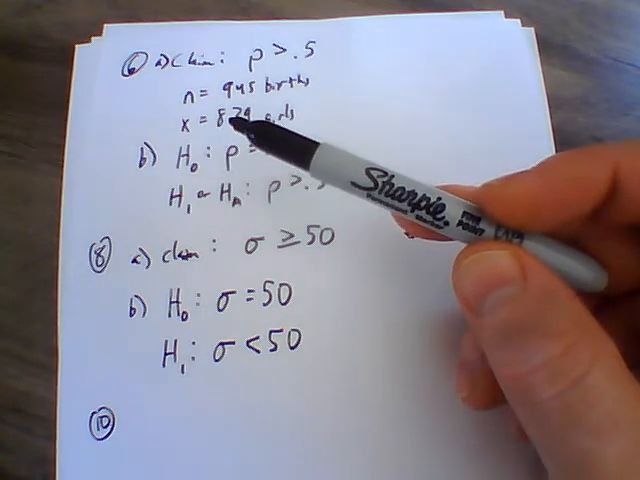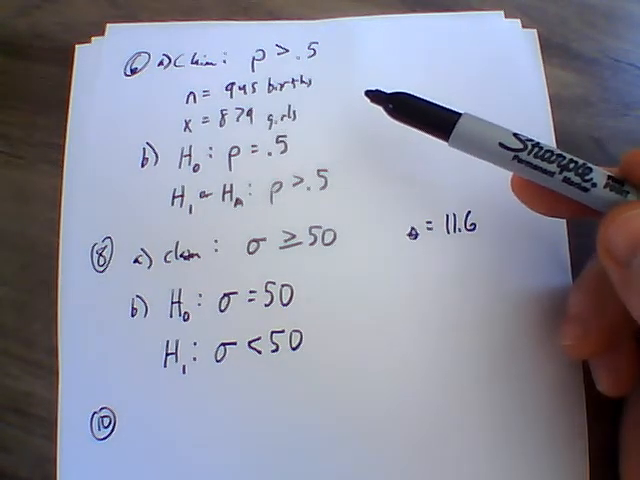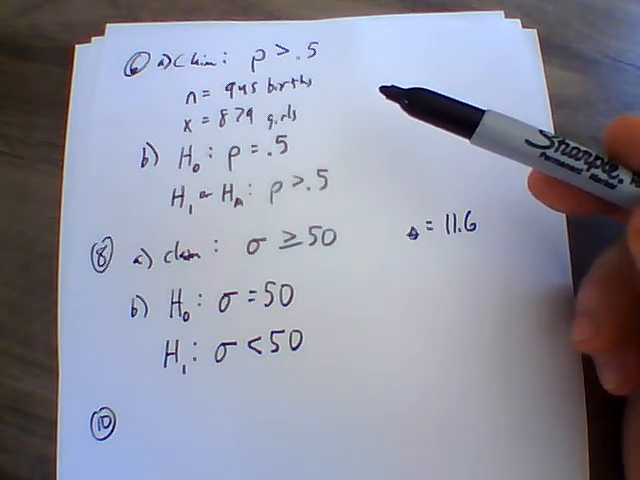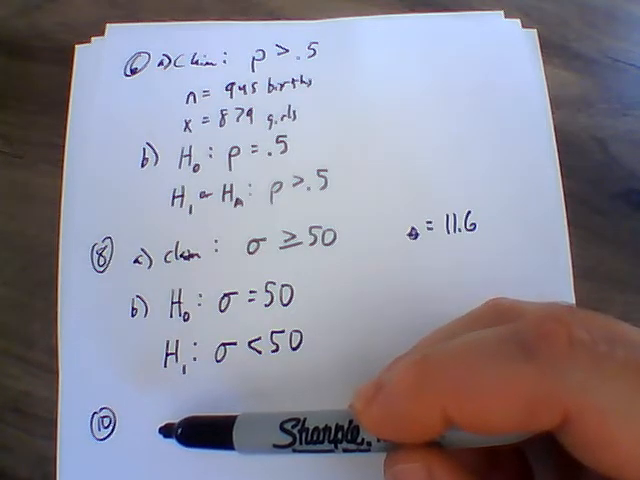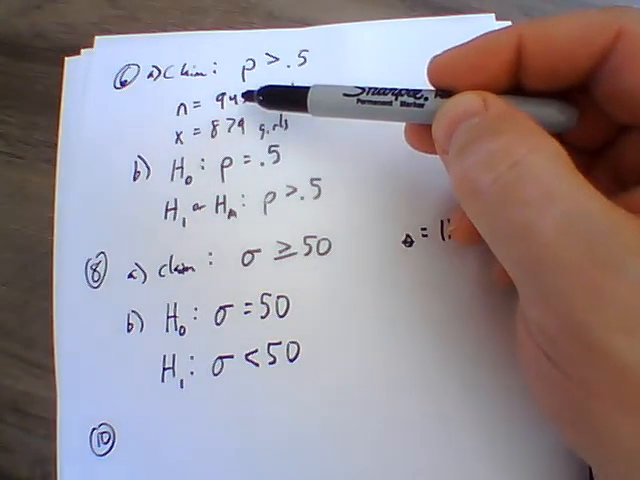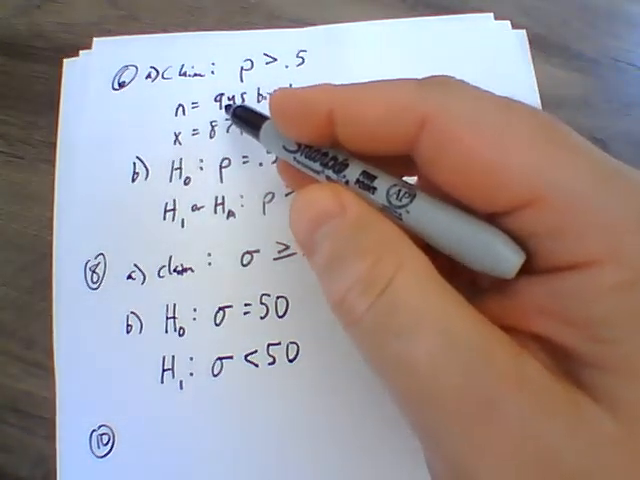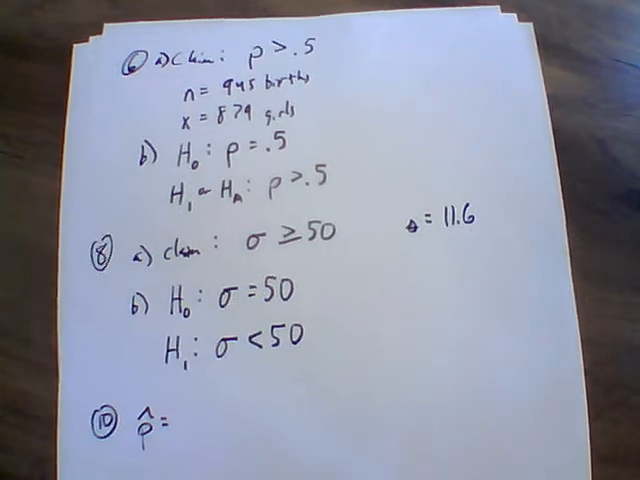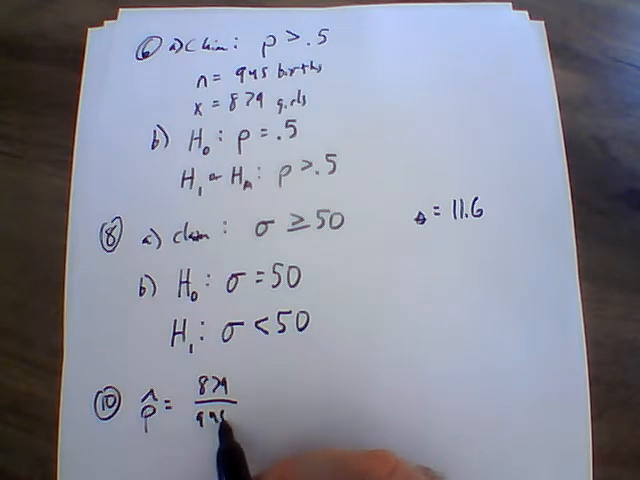It says to use only the rare event rule, make subjective estimates to determine whether the results are likely, then state a conclusion on this. So number 10 says we're to reference back to this problem. If we look back here, our p hat would equal 879 divided by 945.